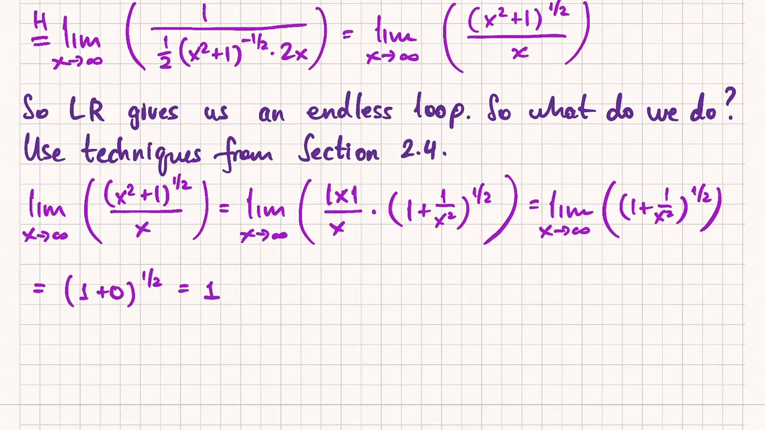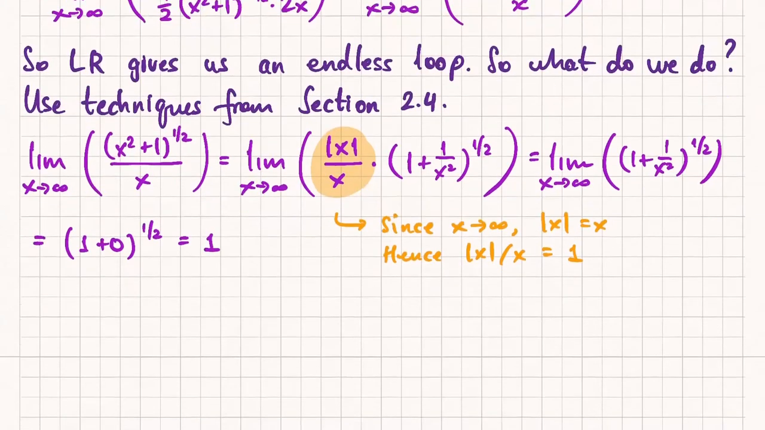Again, I'm leaving out the details here, but we've seen this a lot of times before. Since x is going to infinity, absolute value of x equals x. Hence, absolute value of x over x equals 1. The whole point of this exercise is to show you that even though L'Hopital's rule is applicable, it's of completely no use. So you cannot forget all of the old techniques we taught you for computing limits. L'Hopital's rule is powerful, but it really doesn't catch everything.